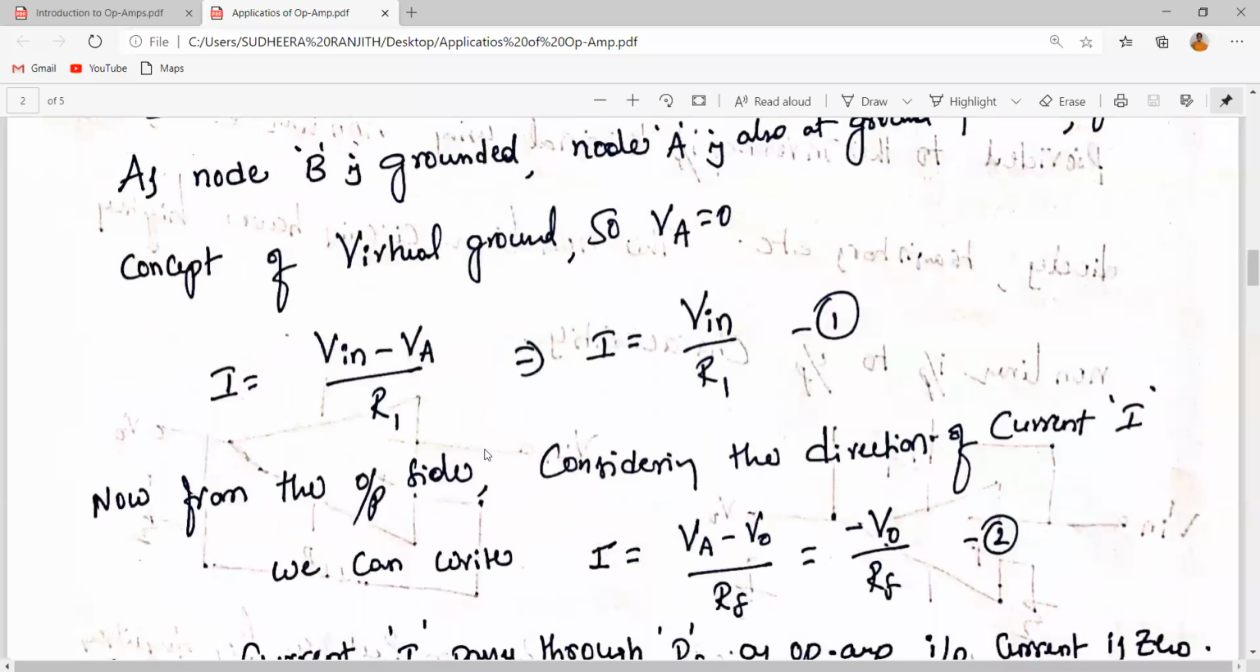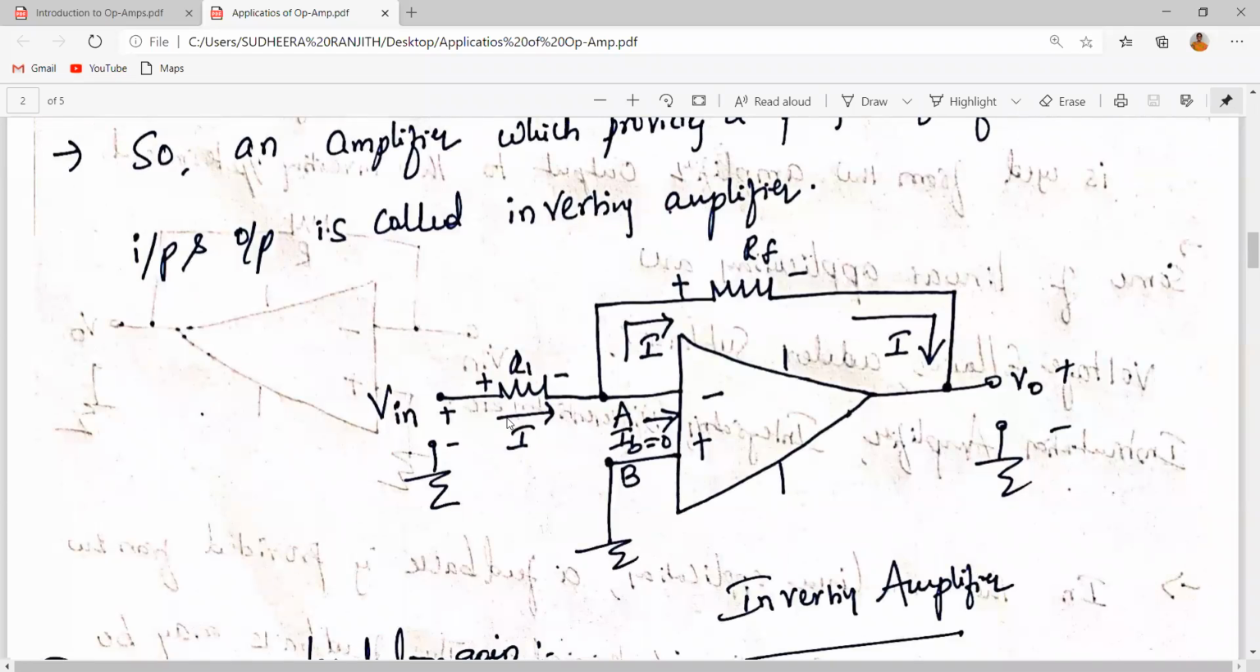And already explained, the current flowing through R1 should be equal to the current flowing through RF, because the current through the op amp is 0. So the entire current flowing through R1 flows through RF.